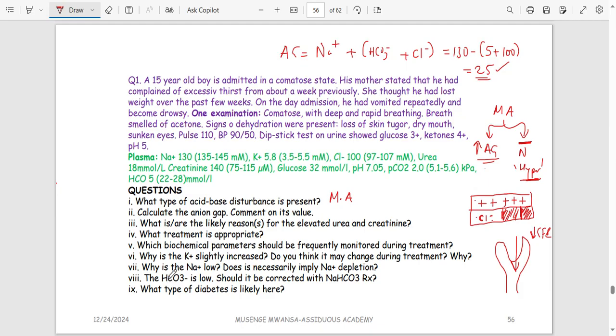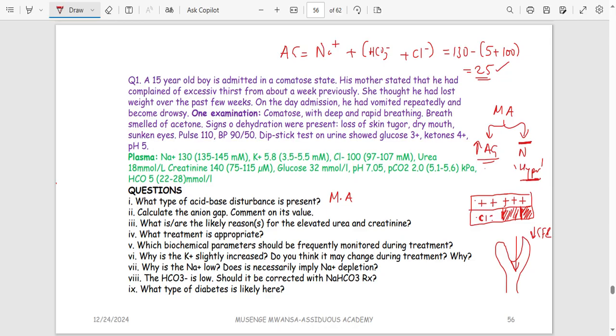And then why is the sodium low? Does it necessarily imply sodium depletion? No, because in diabetes, sodium is going to appear low. When sugar is high, water starts to go into the blood vessel, so there's dilution happening. Because of that dilution, sodium will appear low.